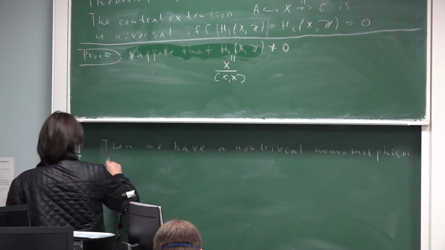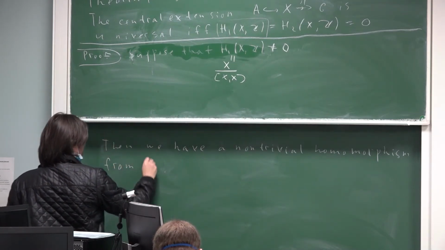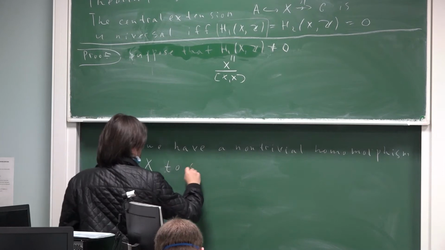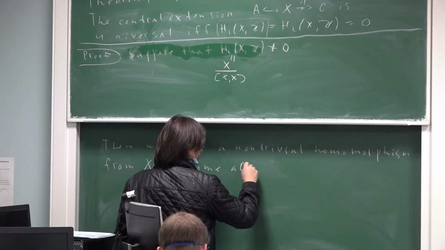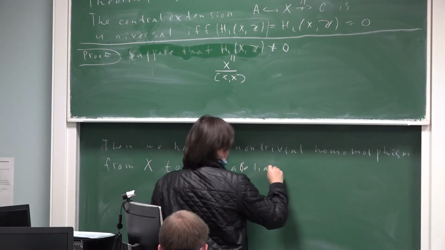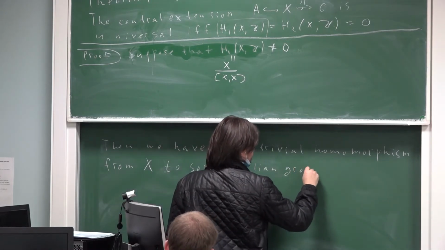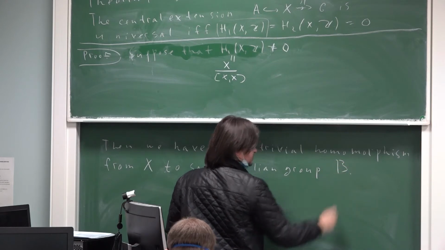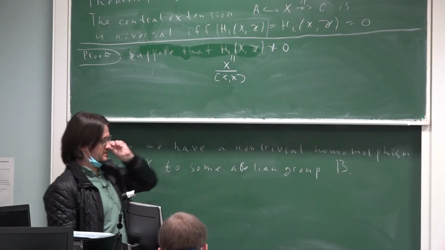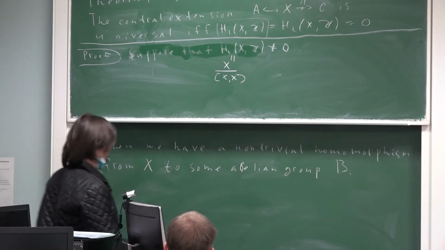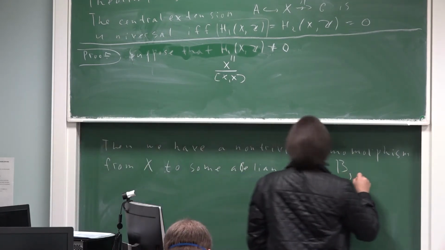From x to some abelian group B. Yes. In fact, we can take B equal to x factor xx. Let it be phi. Yes.